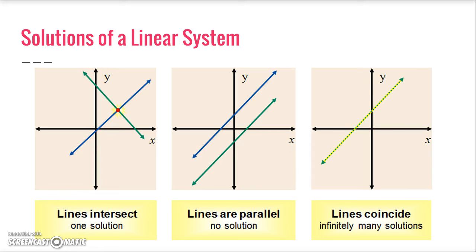Then our third solution is there's going to be infinitely many solutions. That means that the lines must be exactly the same. You can see from this example here that there's a yellow line on top of a dotted green line. That means that there's two lines there on top of each other, and there's infinitely many solutions because every point on those lines is going to be exactly the same.